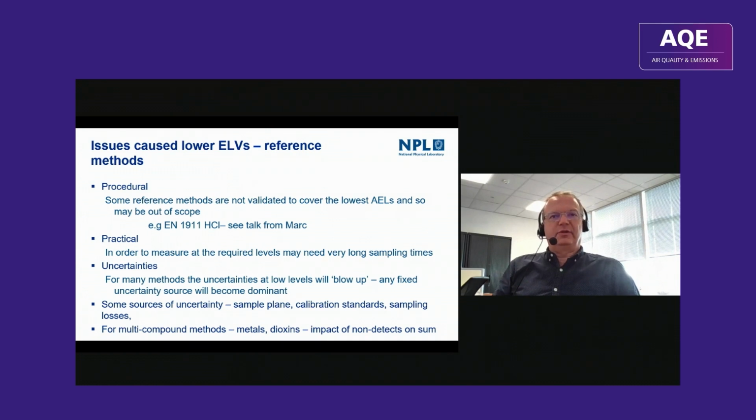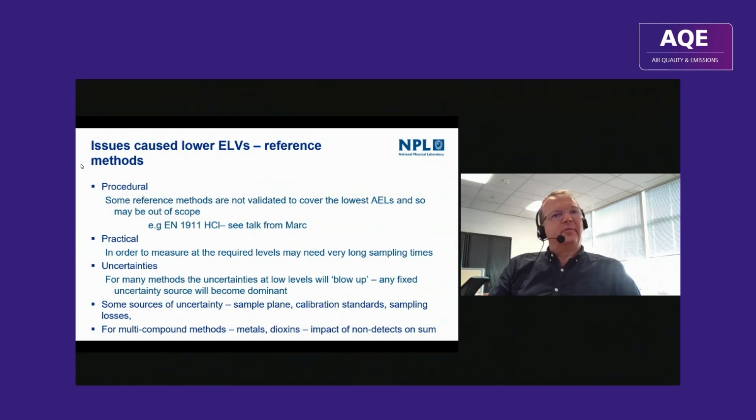And when we look at the use and calibration of instruments, and we're looking at some of the requirements that have been put in place in standards which address the sample plane, for example, homogeneity, as we get to lower and lower concentrations, some of those issues will, I think, become more important. And they're not included in some of the uncertainty calculations at the moment.